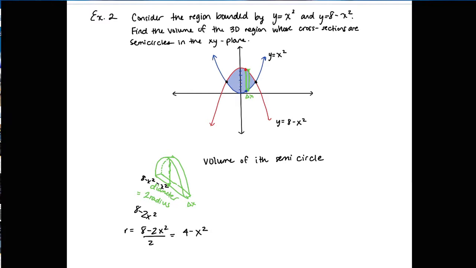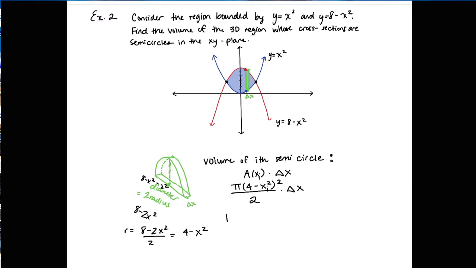So you might remember we have this general concept here: the area times the thickness, and the area is pi r squared for a semicircle, and then split it in half. So pi r squared gives you the whole circle. Pi times 4 minus x squared, quantity squared, over 2 gives me half of the circle area. Okay, so there's the volume of the ith semicircle: pi times 4 minus x sub i squared, quantity squared, over 2 times delta x. And no, we don't need to simplify the algebra yet.